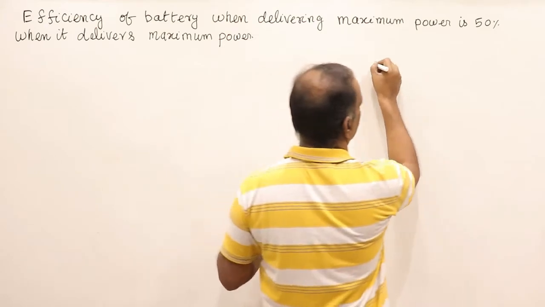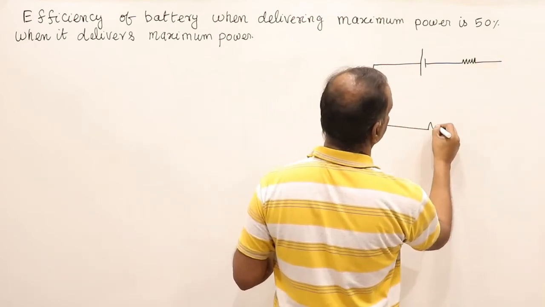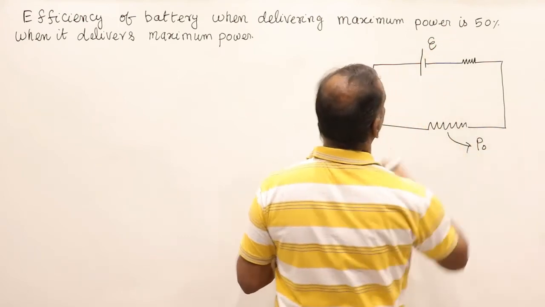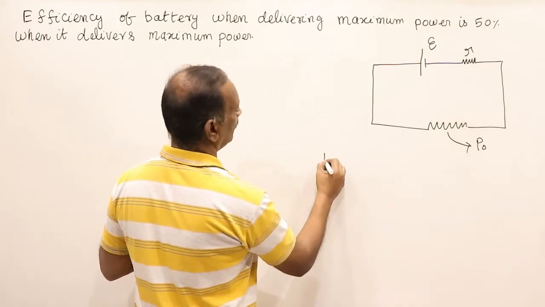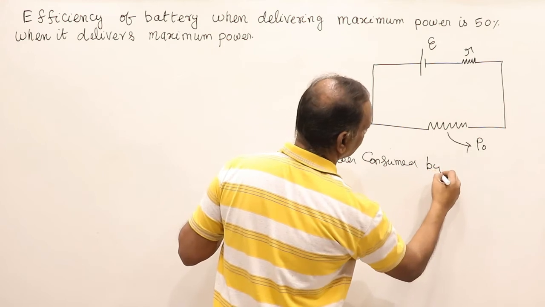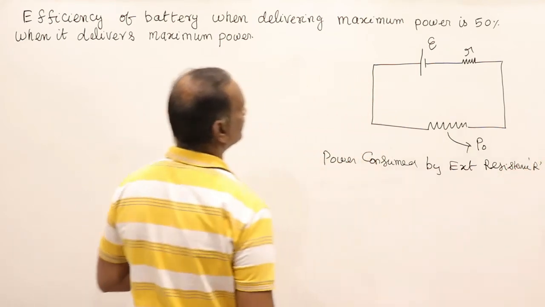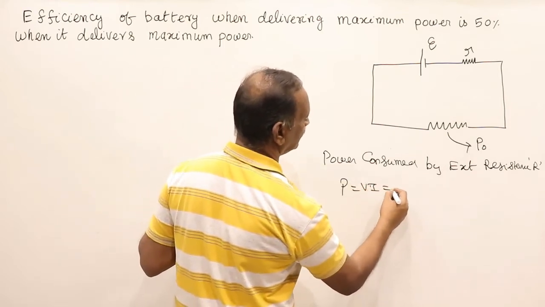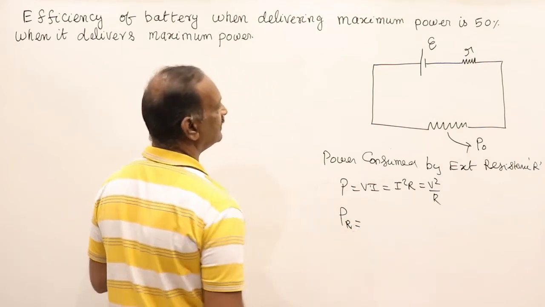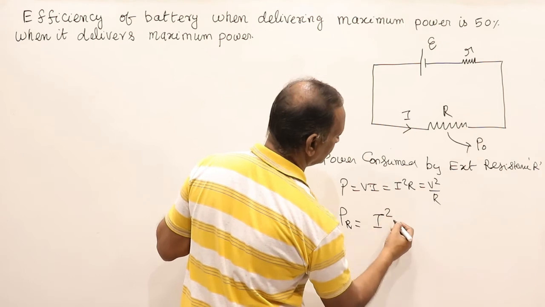Therefore, power consumed by R. Let us have the circuit first. This is the battery, this is internal resistance, and this is the external resistance, which gives the output, P output. Now, power consumed by external resistance R. What is the power? Power is equal to V into I, or I square R, or V square by R. So the power by the external resistance R is nothing but the output. Current is flowing this way. So power by external resistance is equal to current flowing through this, squared, into R.